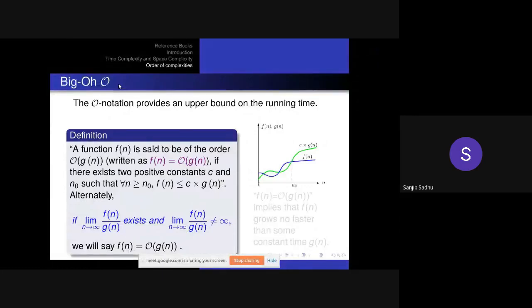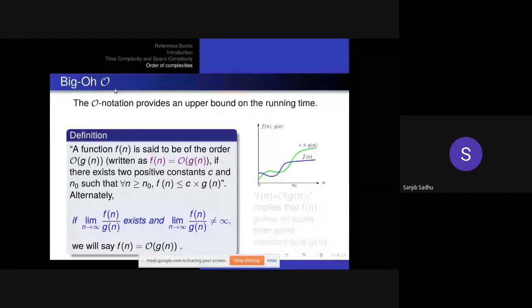How can we measure the time complexity of a program, or how can we compare? So there are some tools. The tools mean, in that case, how to measure. So there are some notations. So this is called big O notation. Okay, big O notation. This is the big O notation.